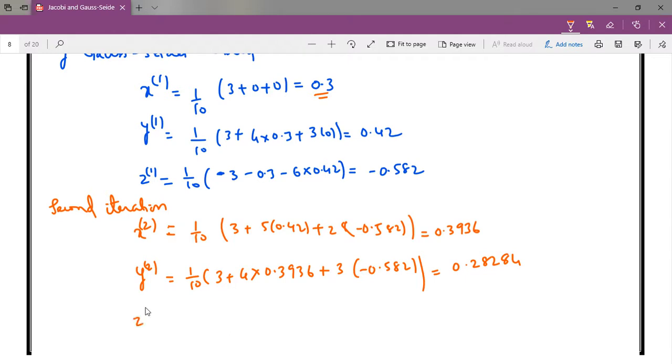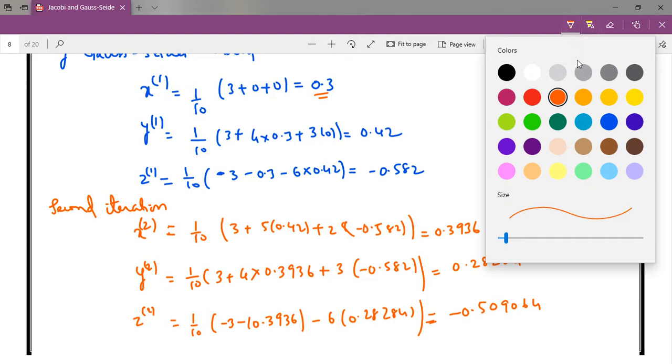So similarly, the third unknown, that is z2, the second iteration of z gives us 1 by 10 into minus 3 minus 0.3936 minus 6 into 0.28284. So this gives minus 0.509064. Okay. So you can see the improvised values of x, y, z in the second iteration. So now let us go for the third iteration.